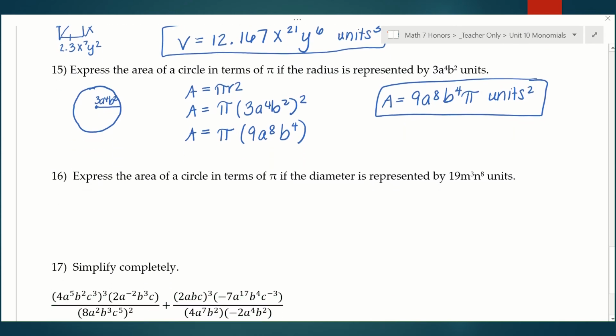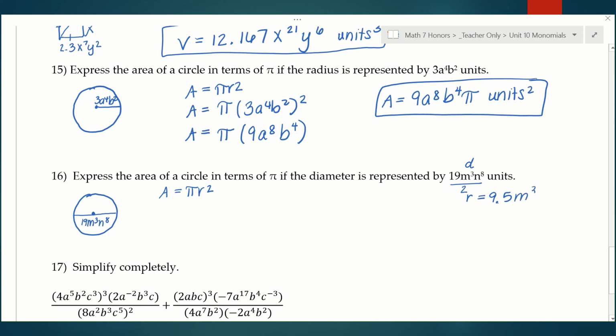Okay, number 16. Express the area of a circle in terms of pi if the diameter is represented by 19m to the 3rd n to the 8th units. Okay, so the only difference with this question is that now you've been given the diameter instead of the radius, and when we're doing area, we need the radius. So why don't we start by taking this, which is my diameter, and saying what the radius is. So remember, the radius is half of the diameter. So if I take that and I divide it by 2, I'm going to get 9.5. Remember, when we divide a monomial, we divide the coefficients. So 19 divided by 2 is 9.5.